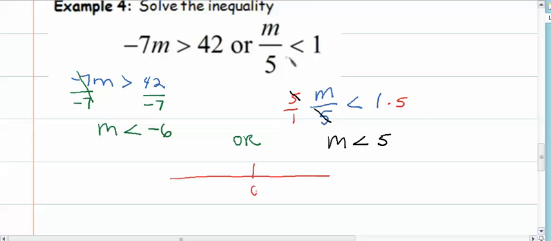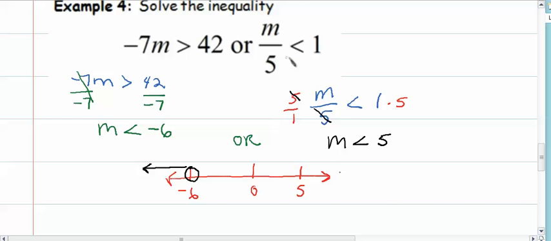So we have our 0. We have 5 here. Negative 6 over here. Remember, number line has arrows on both ends. It goes on forever. Okay, let's go ahead and graph it. We start at negative 6. And again, no line, so it's an open circle. Read it like a book. M is smaller than, so the numbers that are smaller than negative 6 go that way.